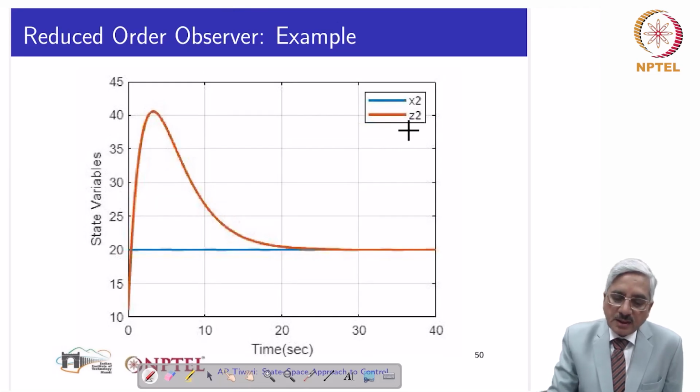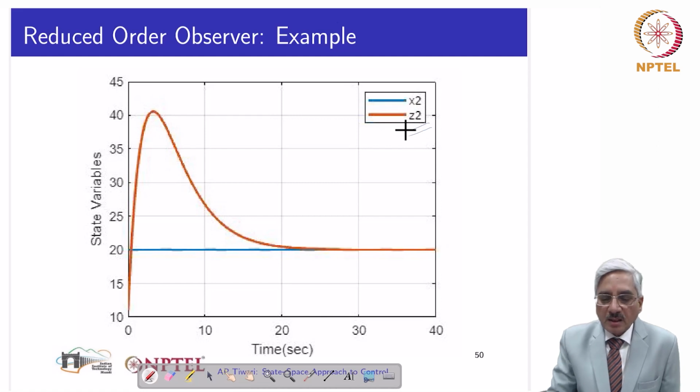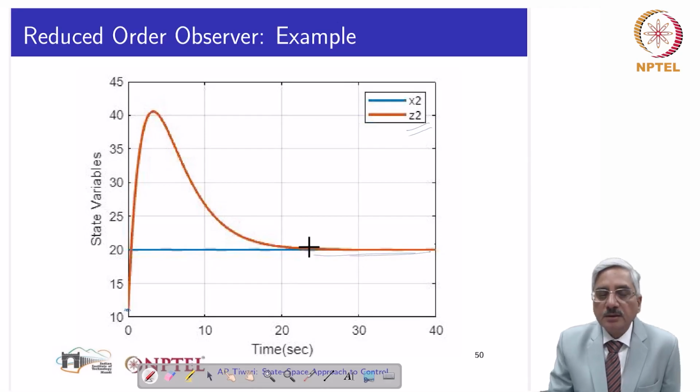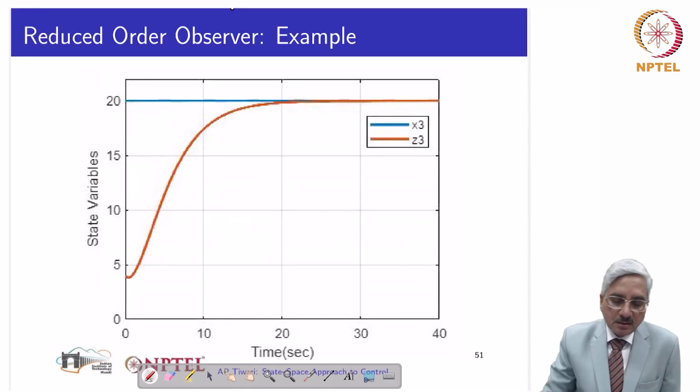However, z2 undergoes a transient because x2 is rock steady, but z2 initial condition is different. It is 11, it should have been 20. So it achieves the value of 20 after some time. Asymptotically, it approaches the value of 20. We see from the simulations. We also see the behavior of the z3. It also approaches the asymptotic value of 20, however, with initial transient.